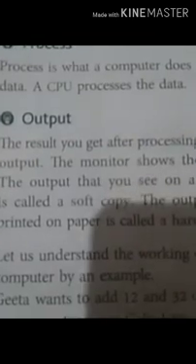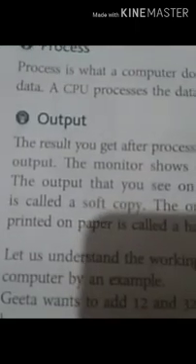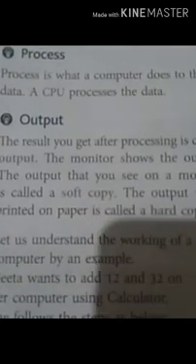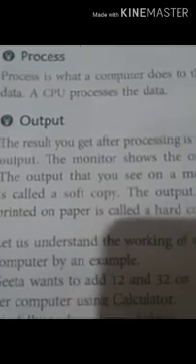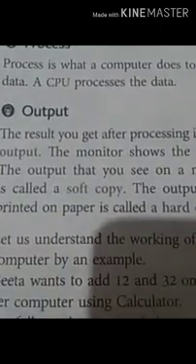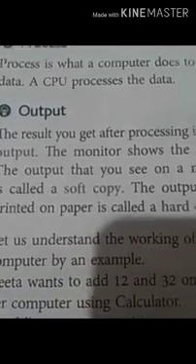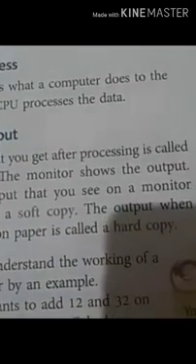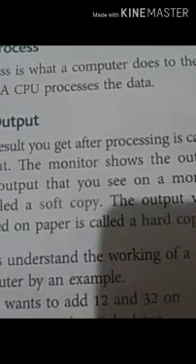Next, output. The result you get after processing is called output. The monitor shows the output. Who shows the output? The monitor. The output that you see on a monitor is called a soft copy. Whatever output you see on the monitor is a soft copy. When the output is printed on paper, it is called a hard copy. When it is on the screen, it is a soft copy. When it is on paper, it is a hard copy.